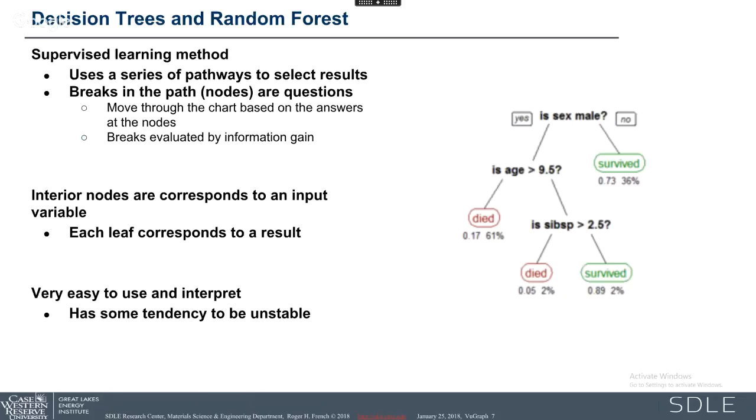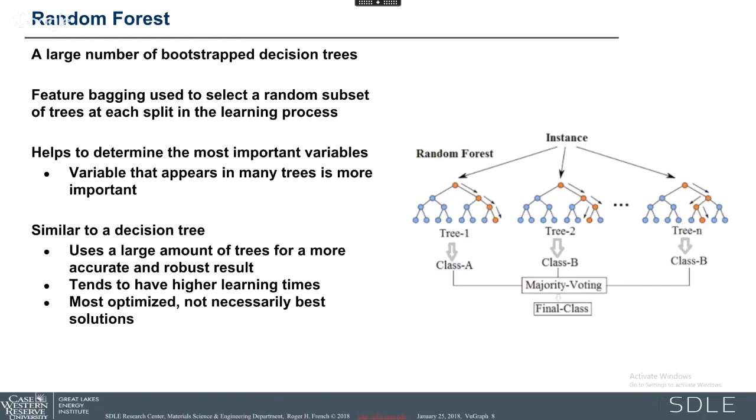So the good thing about these is they're very easy to interpret and use. As you can see, pretty much anyone could read this and understand the pathways through it, and pretty much anyone could take their own data and apply it to this to get a result. But since it's only a single decision tree, these tend to fluctuate heavily based on the data that is given to them. So that is when we go into random forests. It's called a random forest because it is a large number of decision trees.